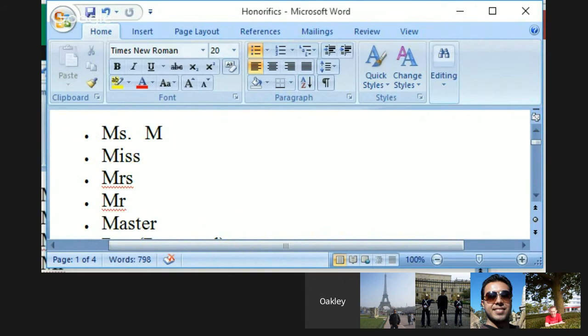Now this is very strange. Actually, this is a little odd. This did not exist 50 years ago. But as a result of the feminist movement in Western countries, we now have this honorific, and it's basically a combination of Miss and Mrs. And it sounds like Ms. I don't know how to write it. There's no way to write it.